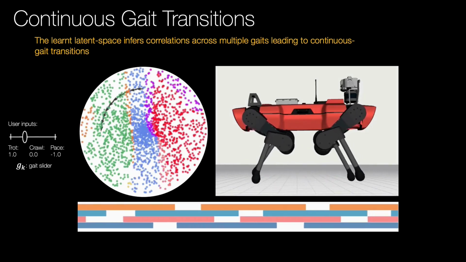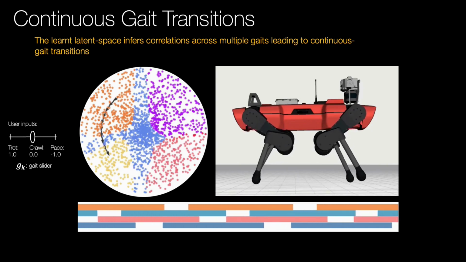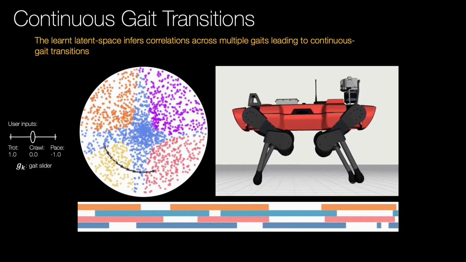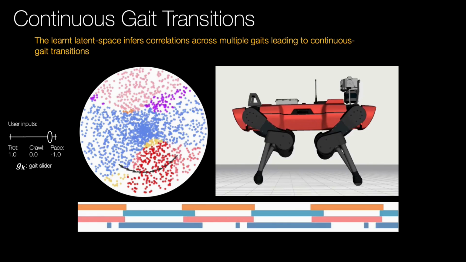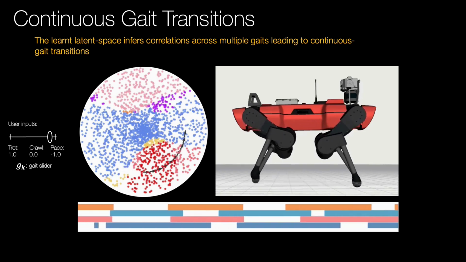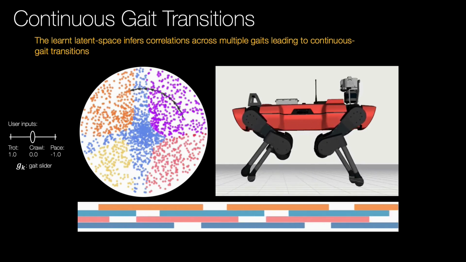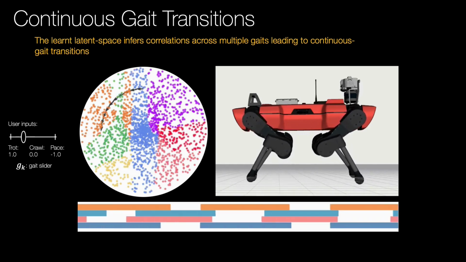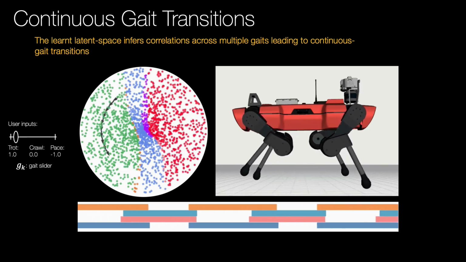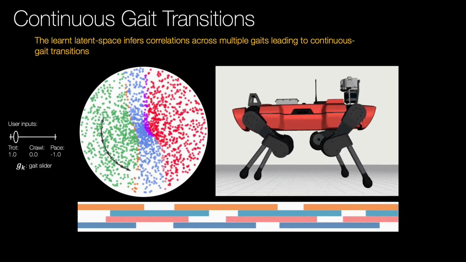The VAE is able to infer correlations across multiple gaits. This means once a latent representation has been trained, it is possible to find continuous gait transitions from trot to crawl to pace. As a user changes the slider, the latent space structure physically changes, and this affects the contact schedule.